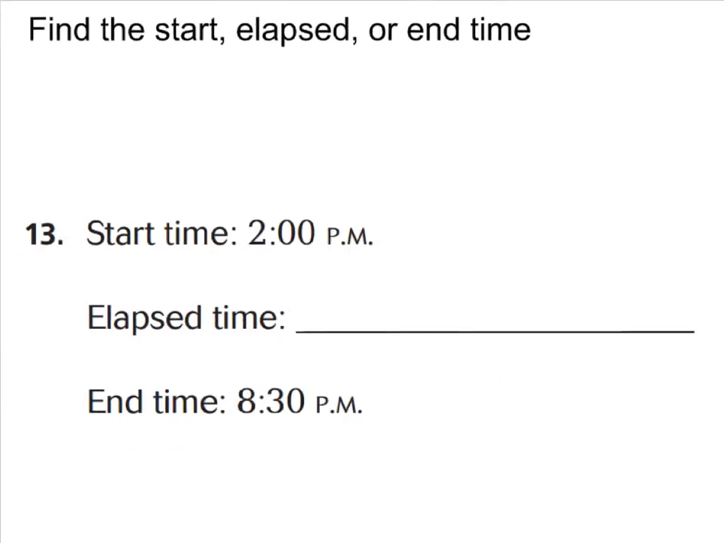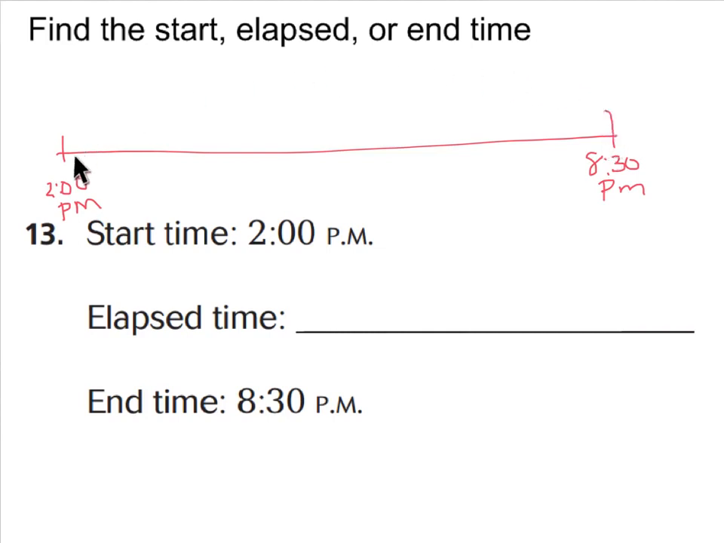All right, let's take a look at question 13. We're going to find the elapsed time. Now we are given the start time. Our start time is 2 o'clock p.m. So let's go ahead on our number line and write 2 o'clock p.m. Now we don't know how much time has passed. That's what we're looking for. But we do know the end time is 8:30 p.m. So I will write 8:30 right on this line. All right. So we know that 8:30 is when it ends, and we want to count back to 2 o'clock.